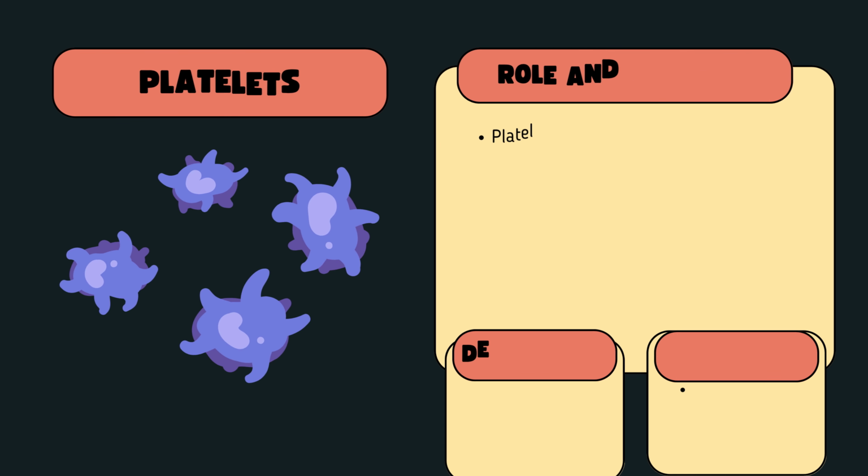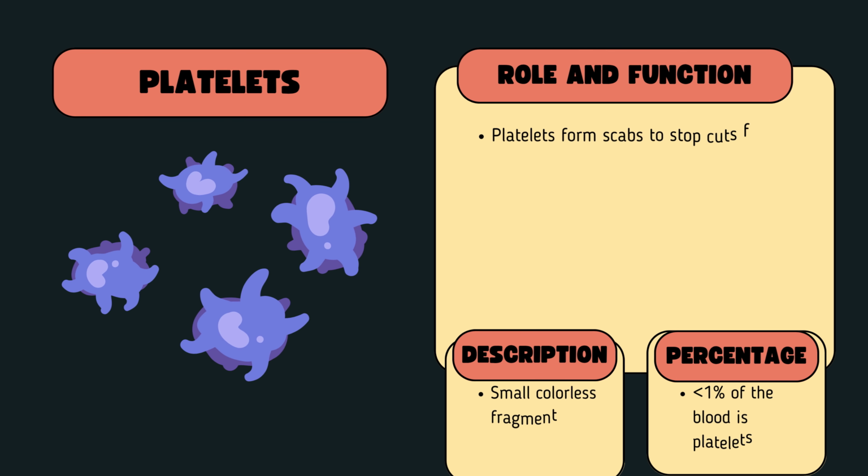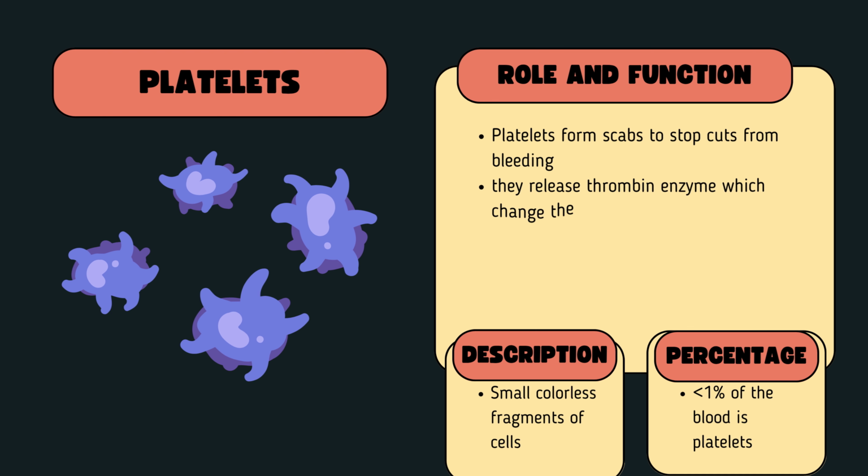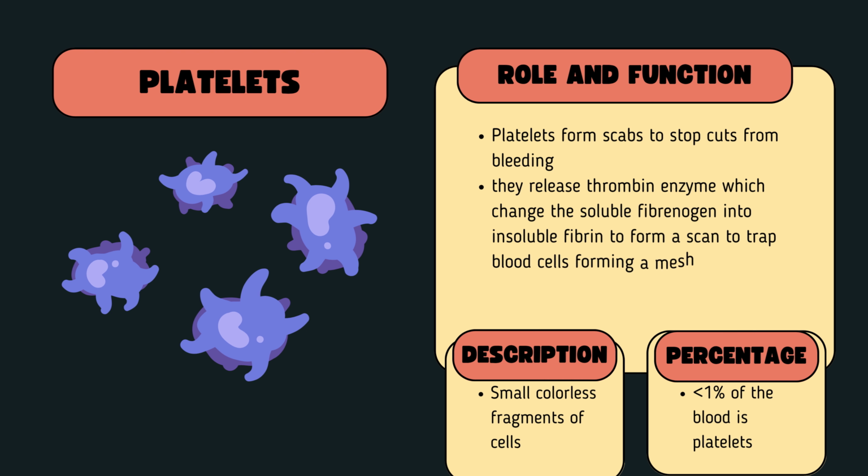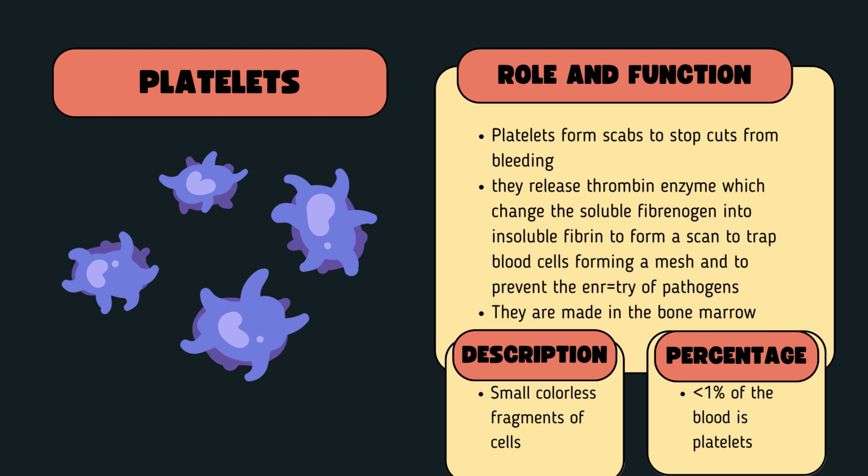At the end, we have platelets. Role and function: platelets form scabs to stop cuts from bleeding, by releasing thrombin enzyme which changes the soluble fibrinogen into insoluble fibrin to form a scab to trap blood cells, forming a mesh to stop bleeding and prevent pathogens from entering. They are made in the bone marrow also. Description: small colorless fragments of cells. Percentage: less than 1% of the blood is platelets.